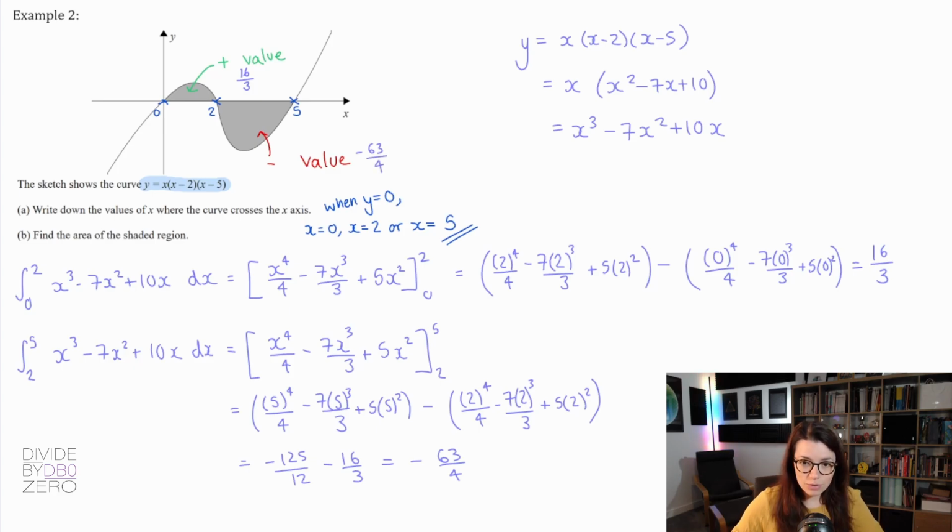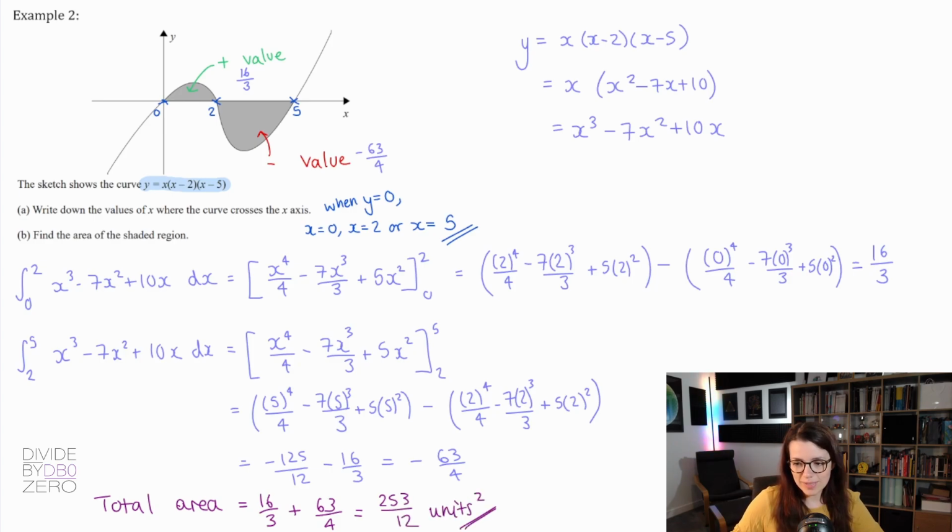But then to answer the question where we want to get the total area of the shaded region, we need to add those two areas together. So it'll be 16 over 3, and then we're going to plus 63 over 4. So we're going to take the positive value of the area there. When we add that, we get 253 over 12 units squared for the final answer.